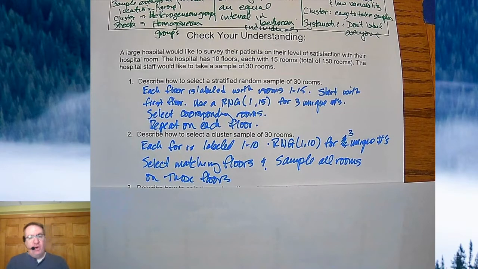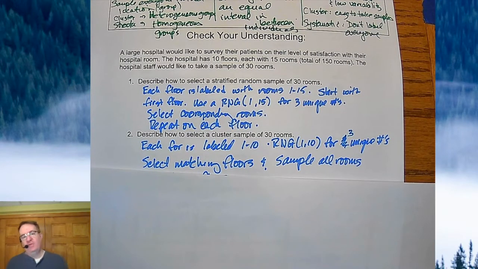So then once you pick those, you're going to go to all the rooms on those 3 floors. So you're going to do a random number generator, pick 3 unique numbers. So you might get 2, 7, 10. You're going to go there, survey everybody, and away you go.